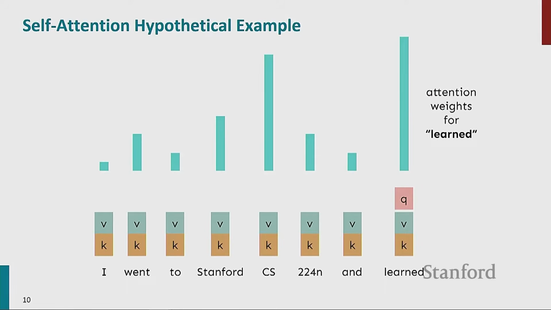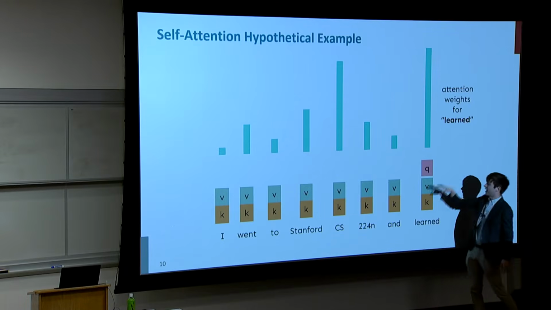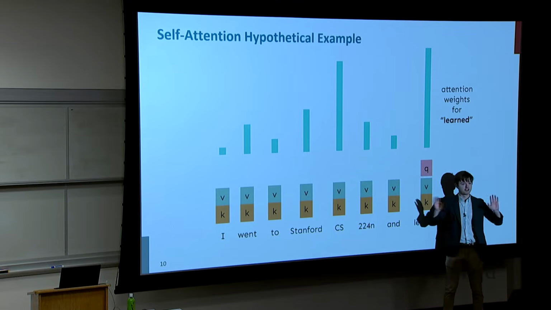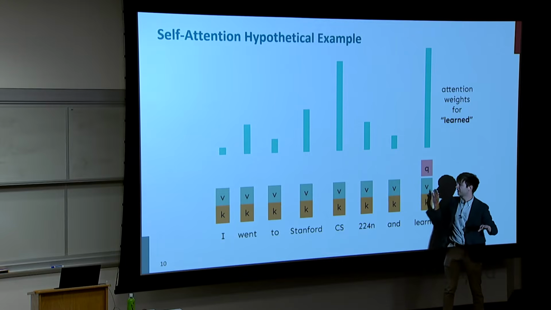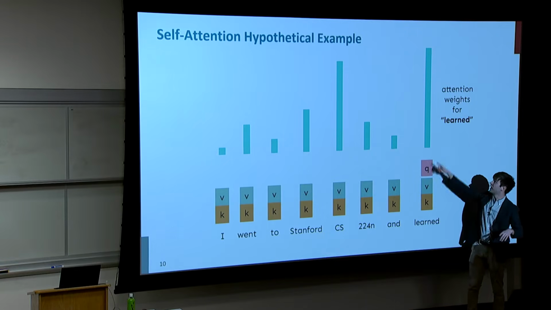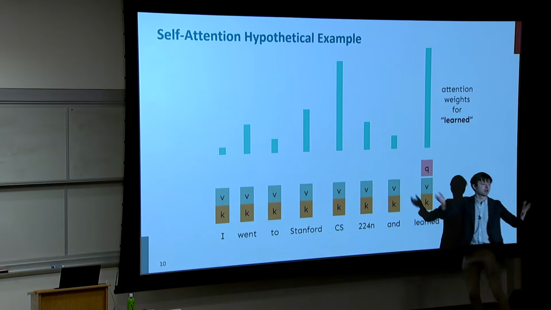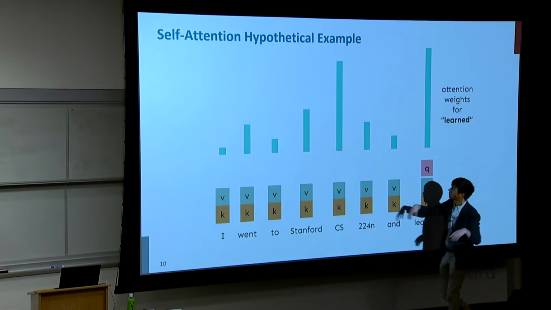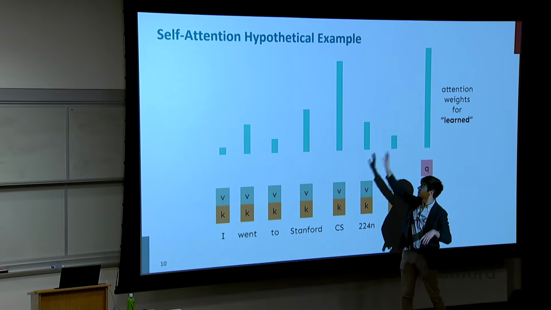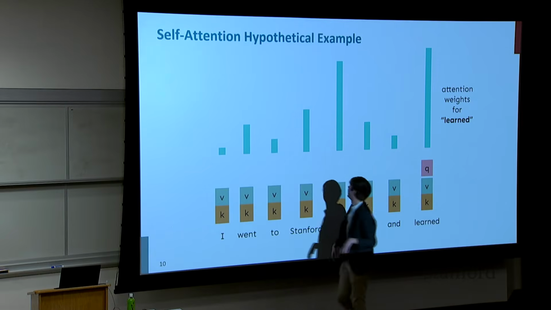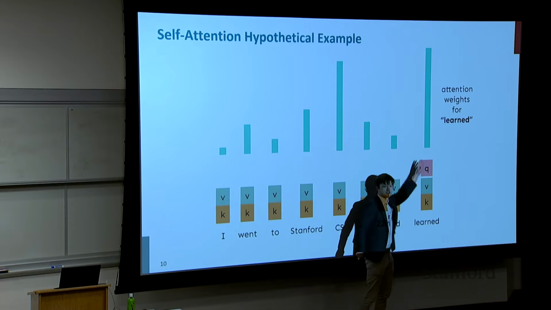Cool. So what might this look like? If I was trying to represent this sentence, "I went to Stanford CS224N and learned," I'm trying to build a representation of "learned." I have a key for each word. This is the self-attention thing that we'll get into. I have a key for each word, a value for each word. I've got the query for "learned," and I've got these tealish bars up top, which might say how much you're going to try to access each of the words. Maybe 224N is not that important. CS, maybe that determines what I learned. Stanford, right? And then "learned," maybe that's important to representing itself.